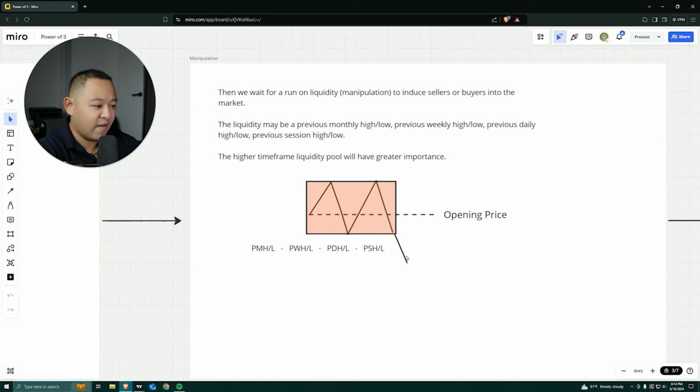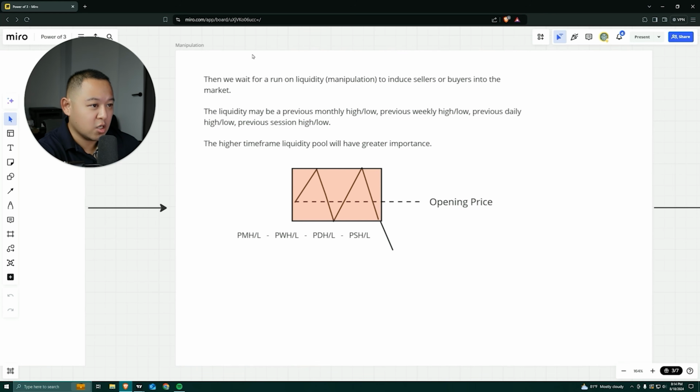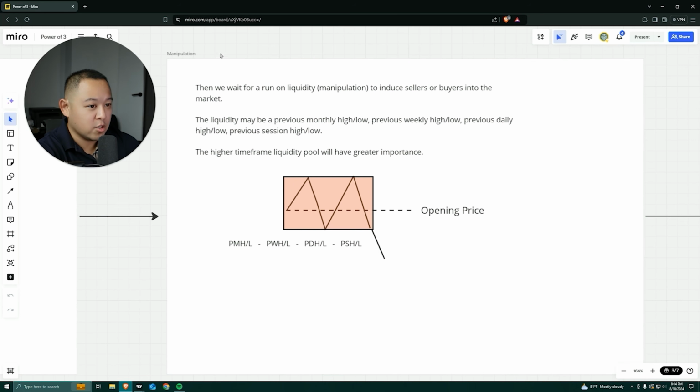It will come after we've taken out one of these lows in here. So we might take out previous monthly low, previous weekly low, or a previous session low. This is just a bullish example. All right, so bearish, you're vice versa.